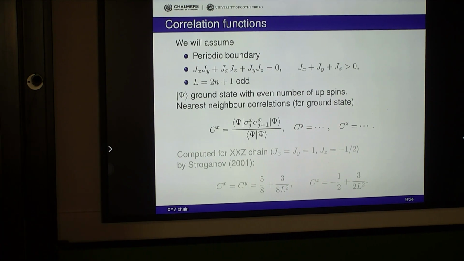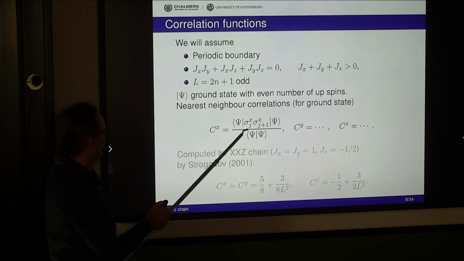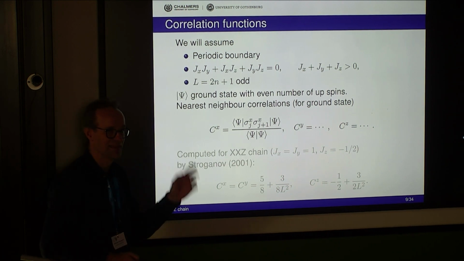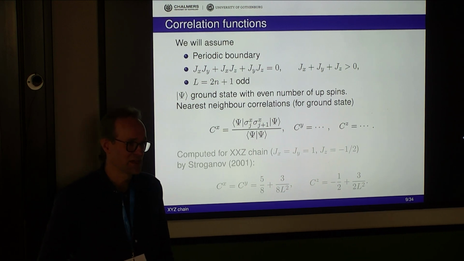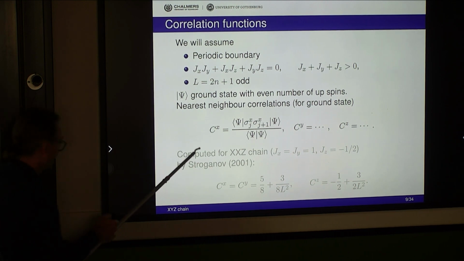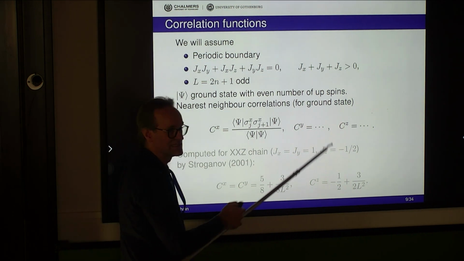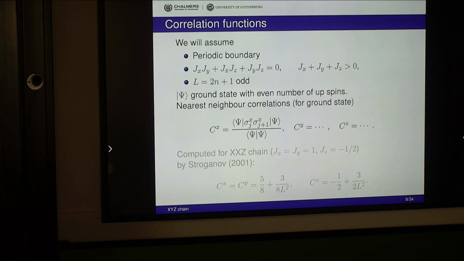And then the correlations we're interested in are these. Quite simple correlations, nearest neighbor correlations. You measure the spin in some direction between two neighbors, and you assume also that the system is frozen to its ground state. So you have one of these correlations in each direction, Cx, Cy, and Cz. These are the things that we want to compute.